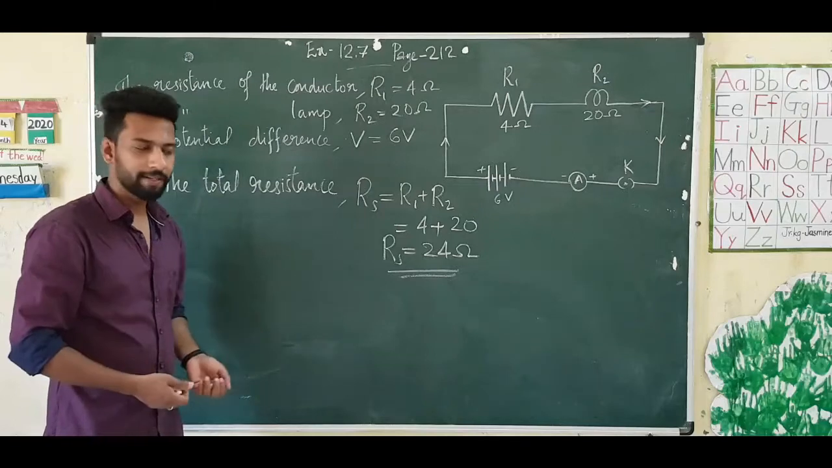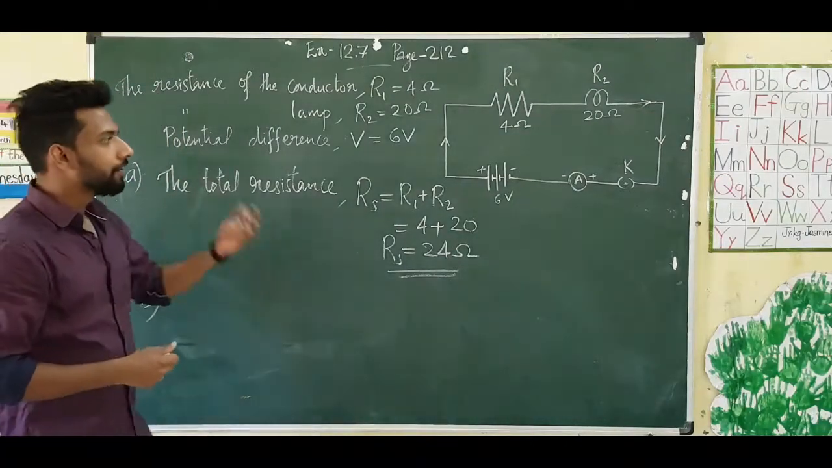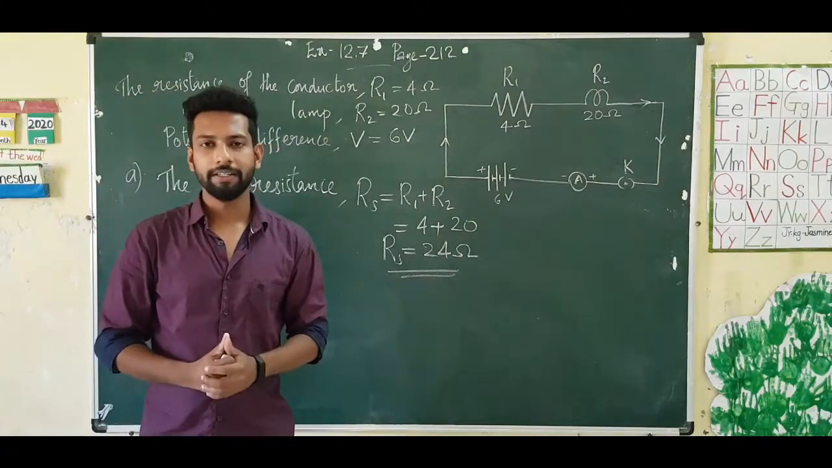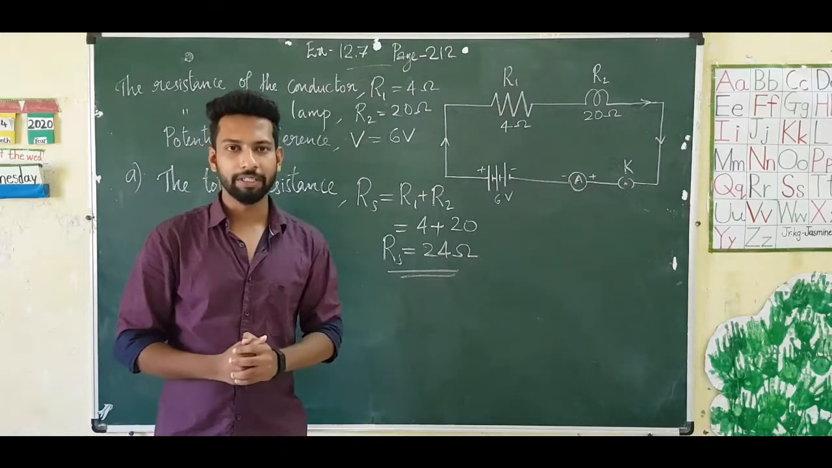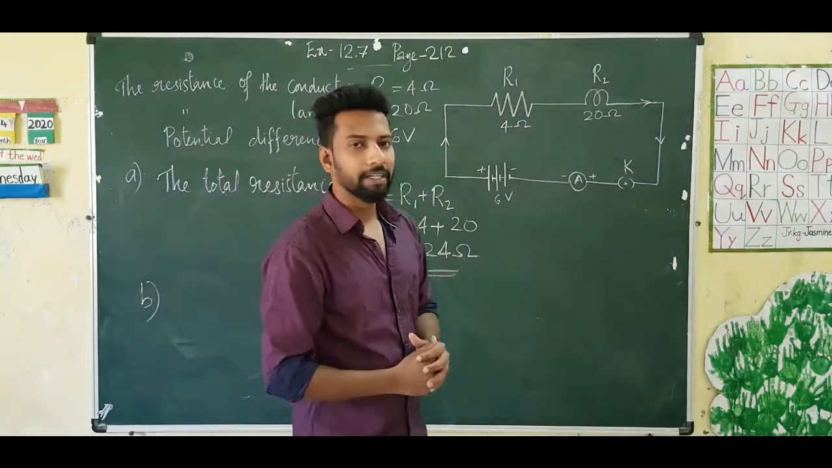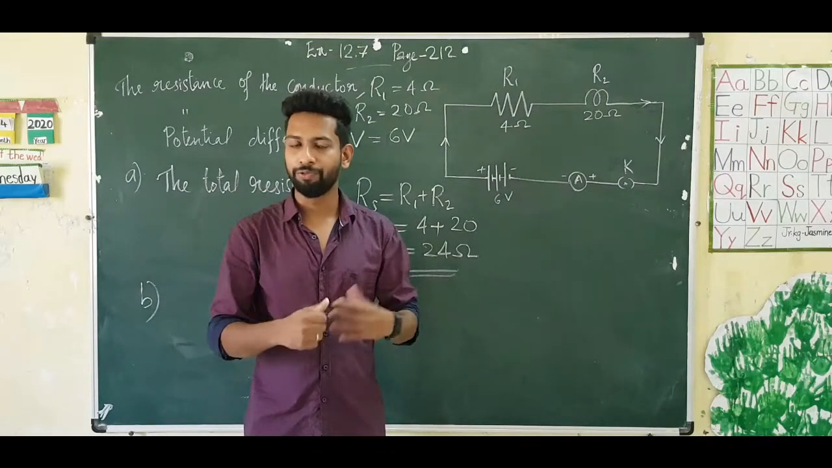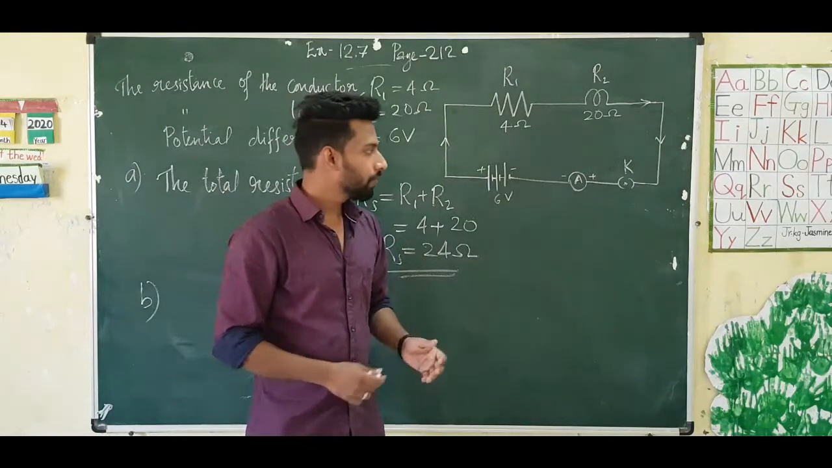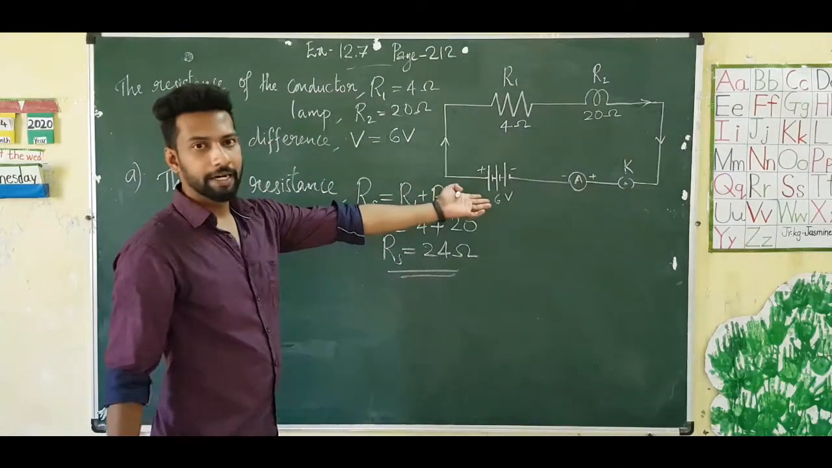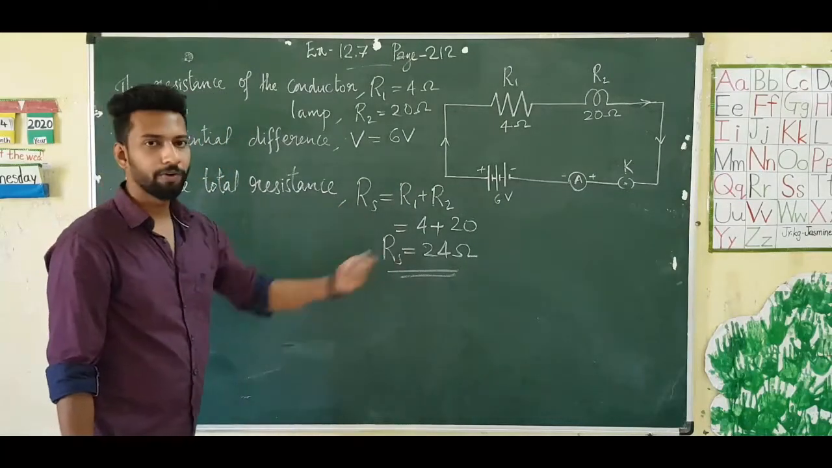Now we can move to the second sub question. B. The second question is to find the current flowing through the circuit. See, just remember the derivation. In series combination, the current flowing through each resistor will be the same. So there is only one value for the current, not I1, I2 and all. But the potential differences are different. So here we have the total potential difference, and the total resistance we found as 24 ohm.